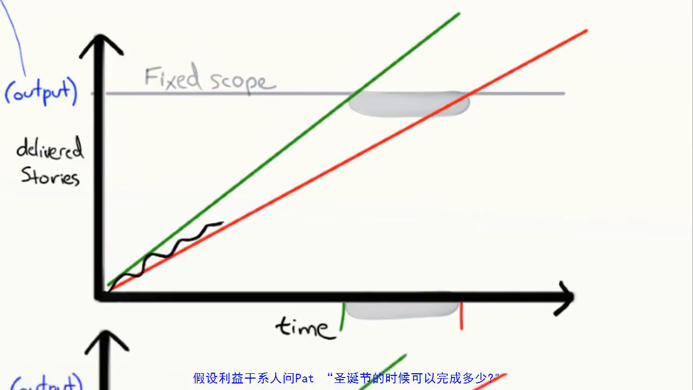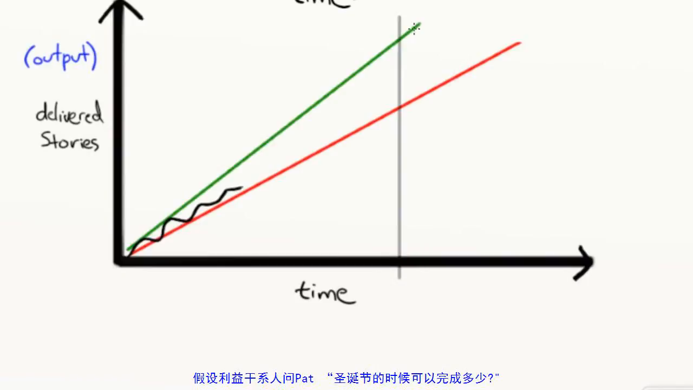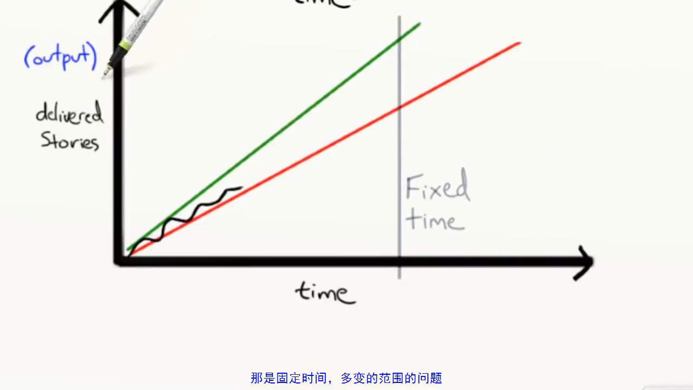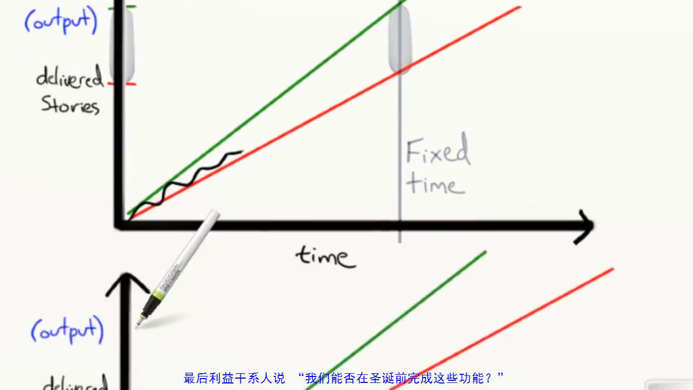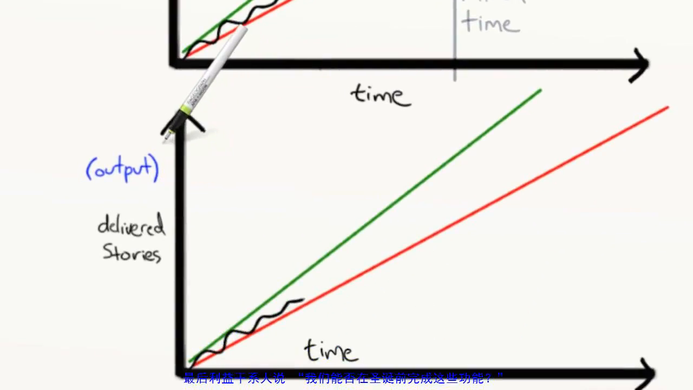Suppose the stakeholders ask Pat, how much will be done by Christmas? That's a fixed time variable scope question. The trend lines tell us, we'll most likely finish all of these by Christmas, some of those, and none of those. And finally, suppose the stakeholders say, can we get these features by Christmas? Now that's a fixed time, fixed scope question. Looking at trend lines, Pat says, nope, sorry, ain't gonna happen.